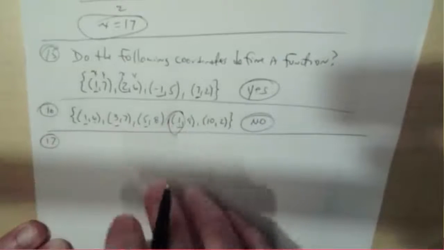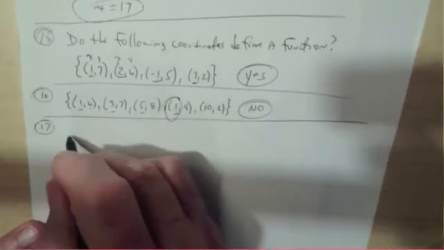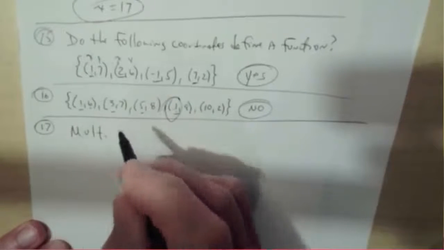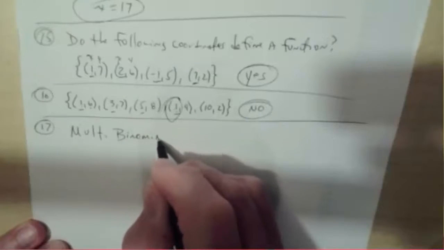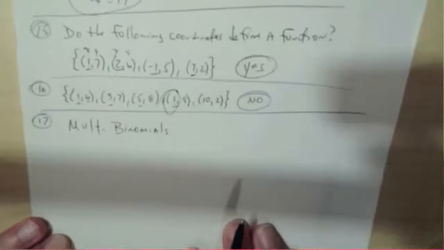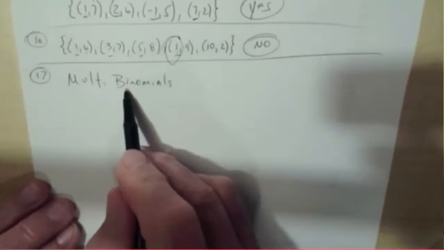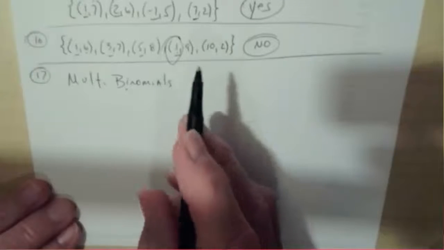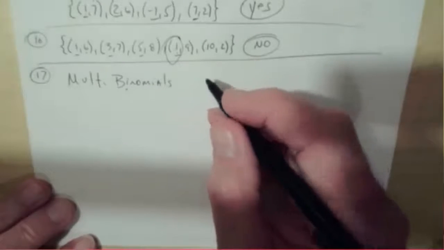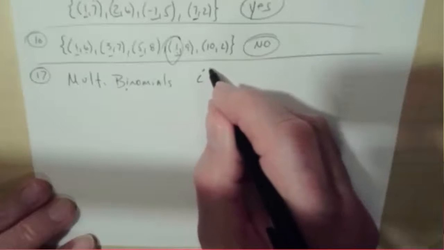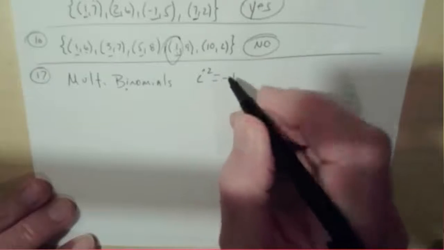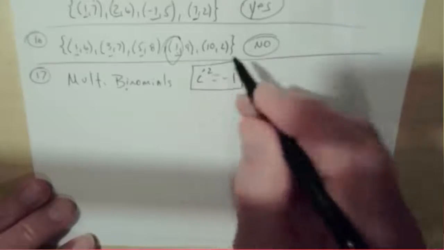17. Multiply the binomials. Remember, binomials is nothing more than bi, just imagine a bicycle, 2 wheels, biplane, 2 wings. Bi means 2, nomial means numbers, so the 2 numbers. Now remember, in this problem, i squared equals -1. And that will come into play here.